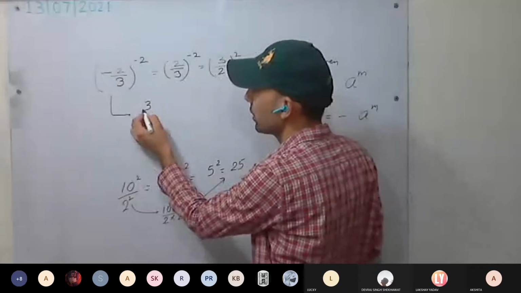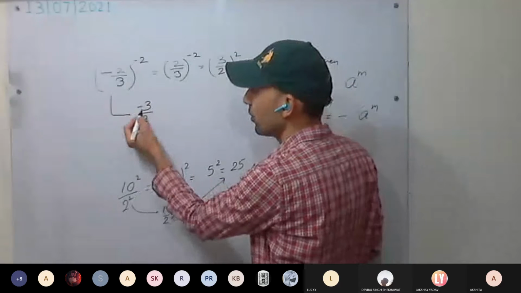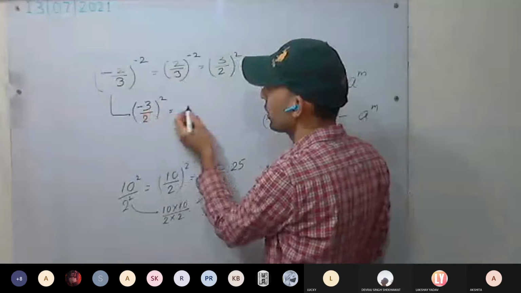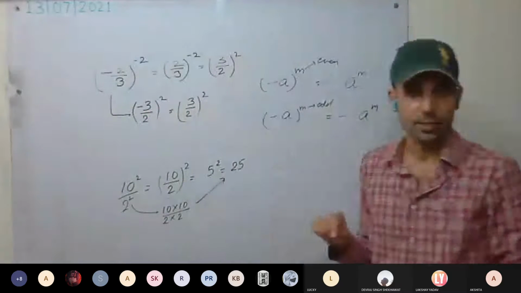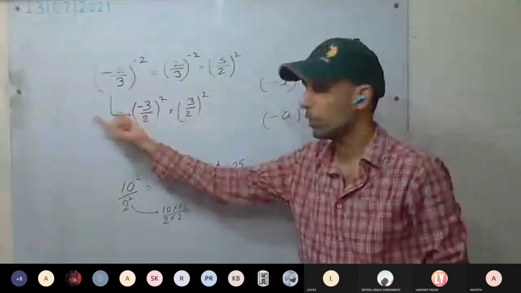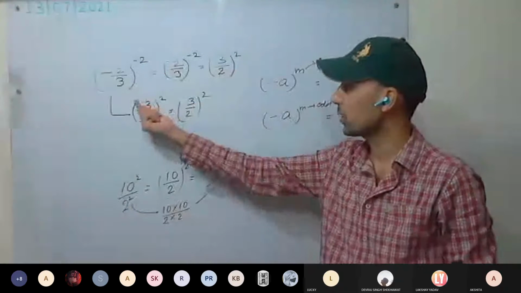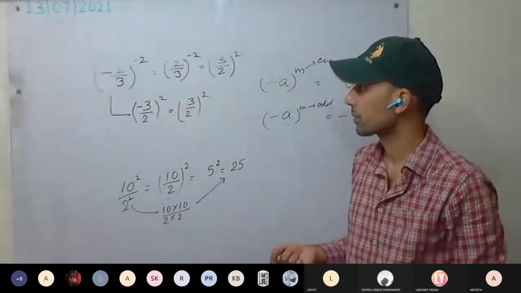First take the reciprocal: 3/2. The minus sign we put here or here, it doesn't matter. We always keep it with the numerator, that is fine. Square. Now we can remove the minus sign: (3/2) the whole square. Yes or no? Because it is an even power, therefore we can remove the minus. Understood? Either you can first do this operation or this one, it doesn't matter. Understood now?